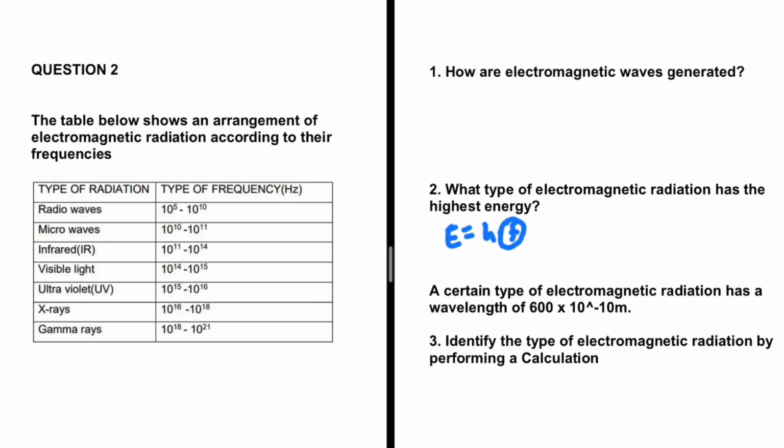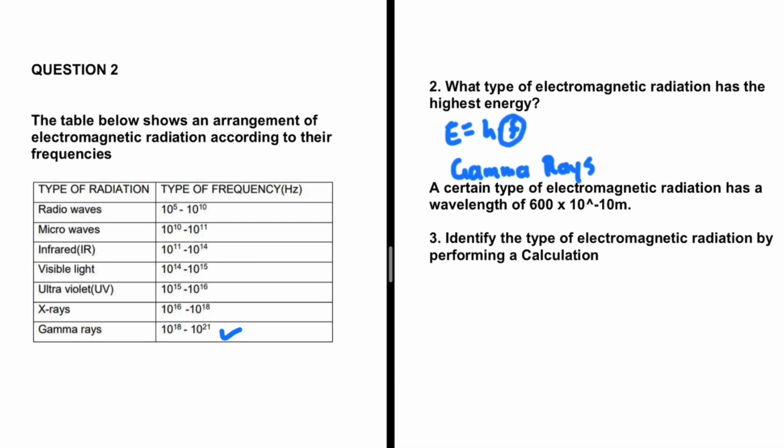And clearly it is gamma rays. Gamma rays have the highest frequency, with 10 to the power 18 to 10 to the power 21 hertz. So there we go. The answer to our second question is gamma rays.